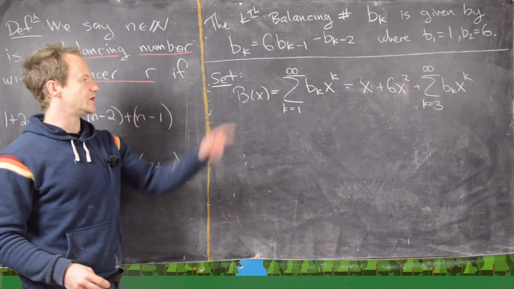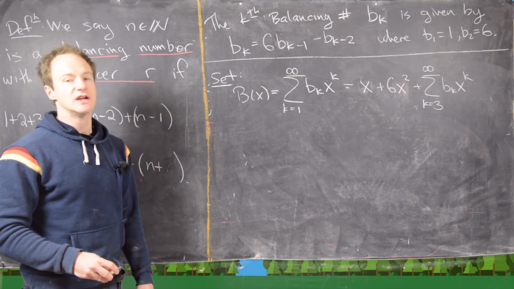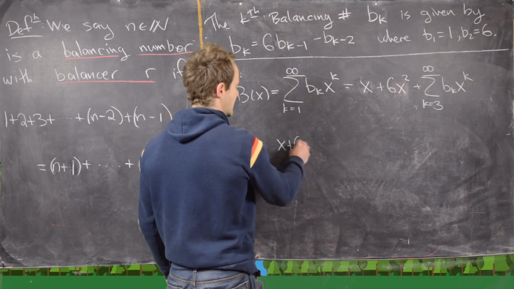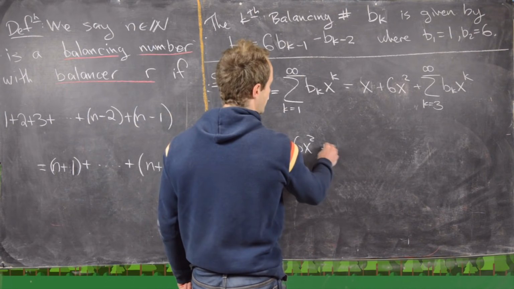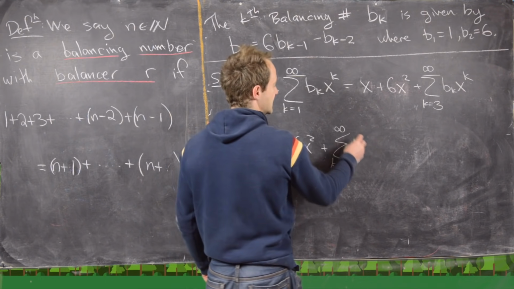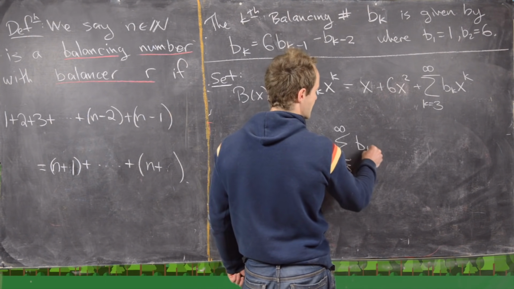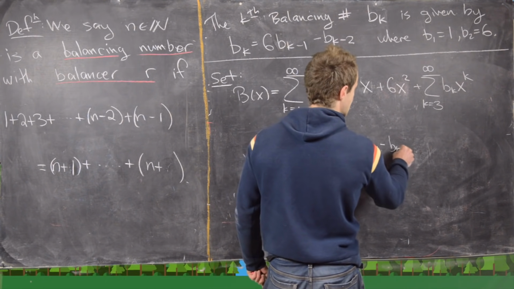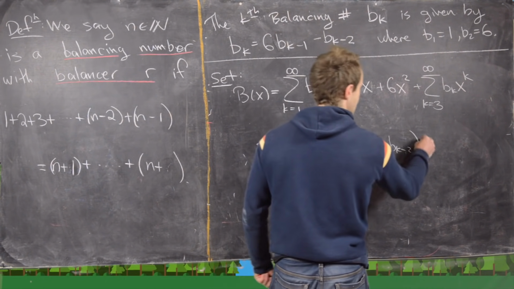Now the next thing we want to do is apply the recursion to all of those leftover terms. So that's going to give us x plus 6x squared plus the sum k equals 3 to infinity of (b_{k-1} times 6 minus b_{k-2}) times x to the k.